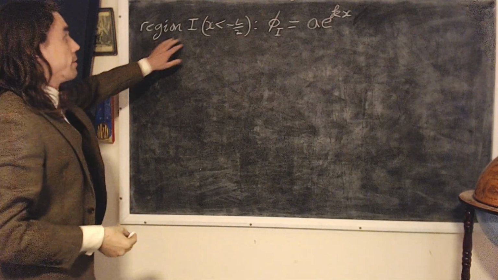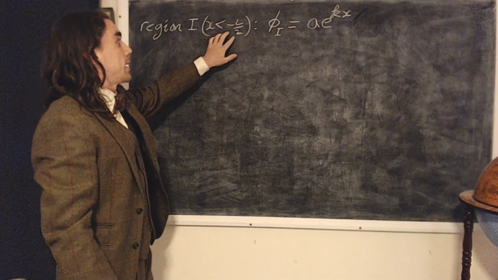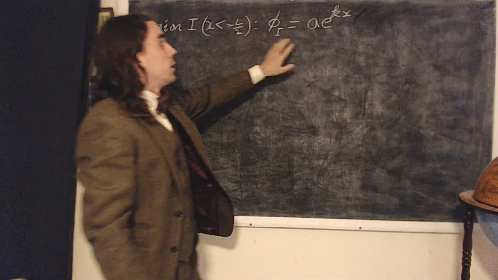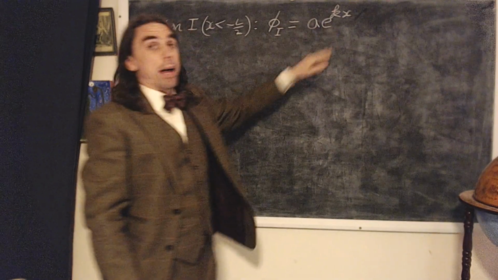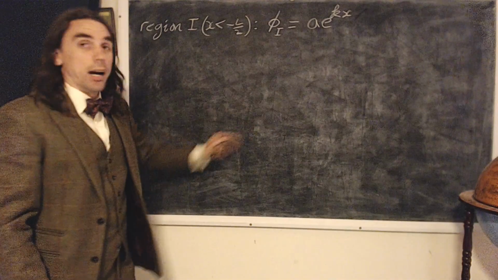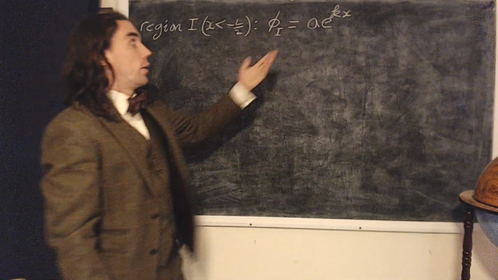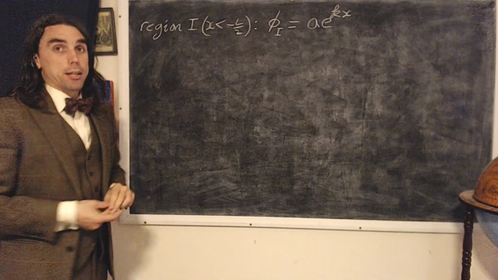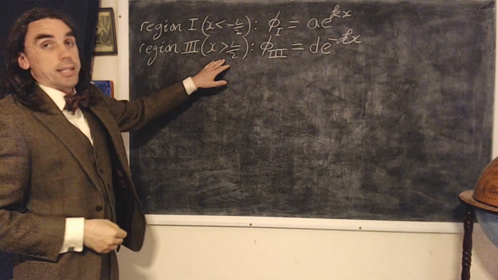So let's call it region 1. X is to the left of the well, so less than minus L over 2. We have phi 1 equals unknown coefficient A, e to the kappa x. It must be exponentially increasing in order to die off at x equals minus infinity, rather than blow up. Similarly, in region 3, that is, x is greater than L over 2.